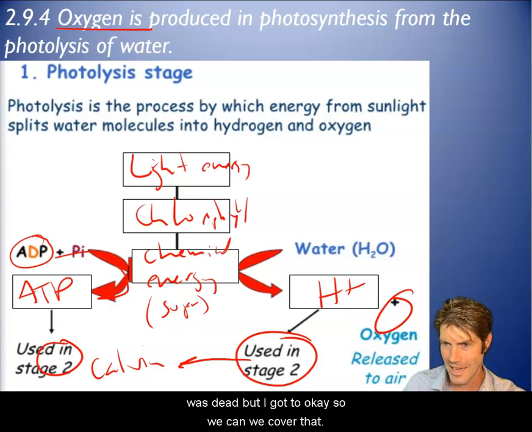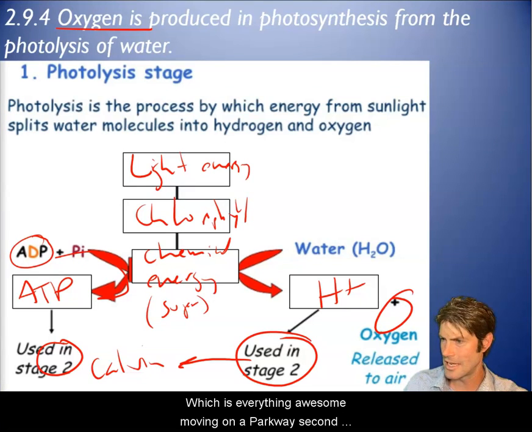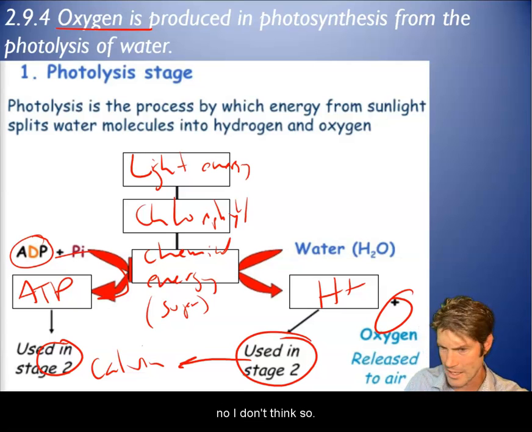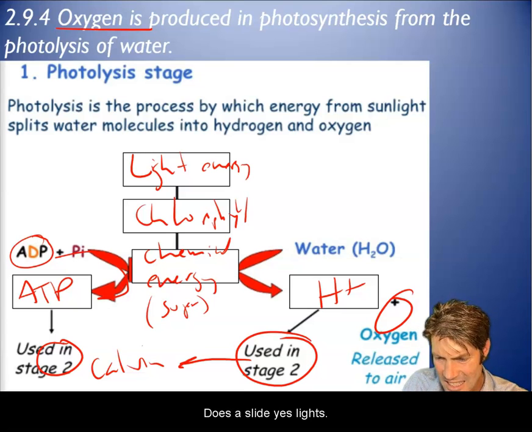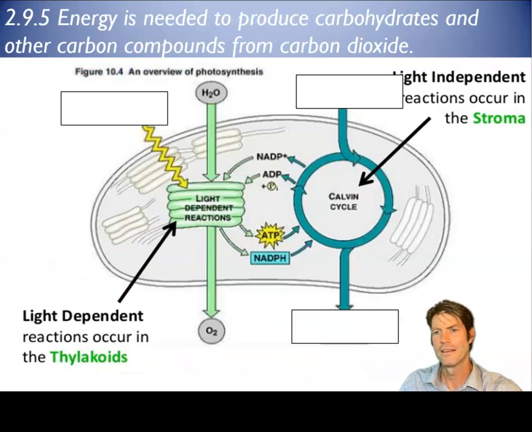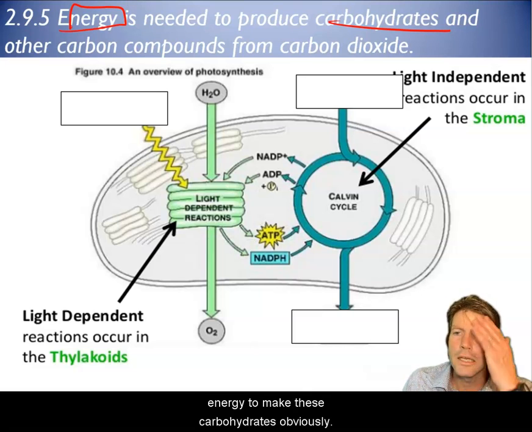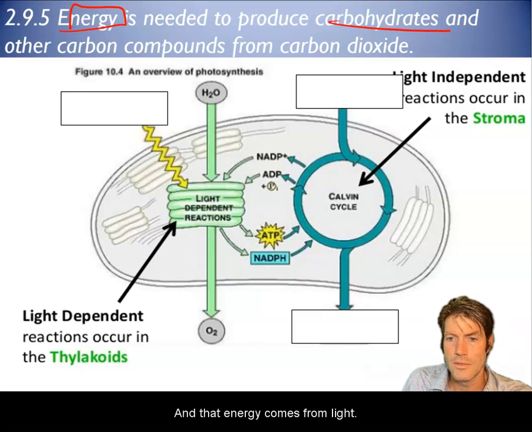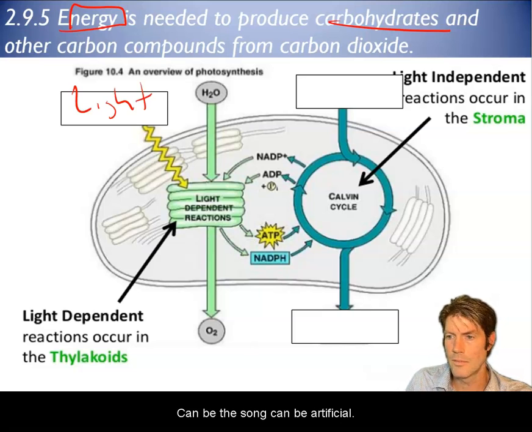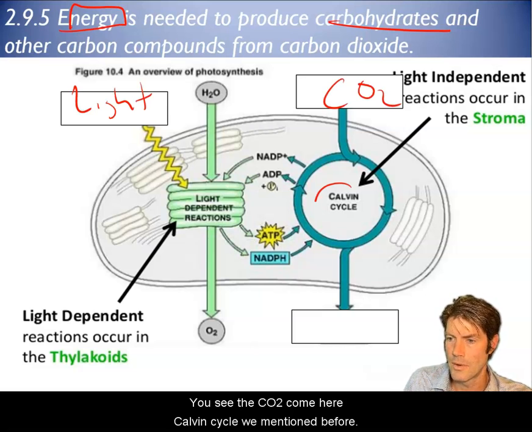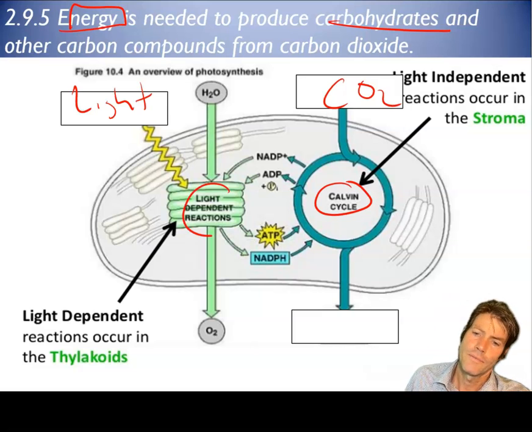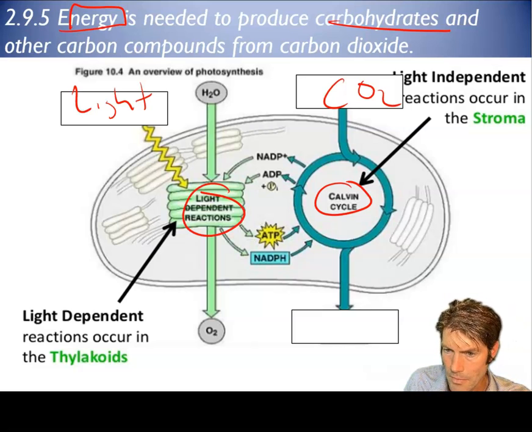Okay, so we covered that slide, which is everything. Moving on to part. Oh, wait a second. No, I don't think so. It says there's slide 7. Anyway, pretty quick though. You need energy to make these carbohydrates, obviously, and that energy comes from light. It can be the sun, can be artificial. You see the CO2 come here. Calvin cycle we mentioned before. Light dependent reactions. Light independent. Hold on.